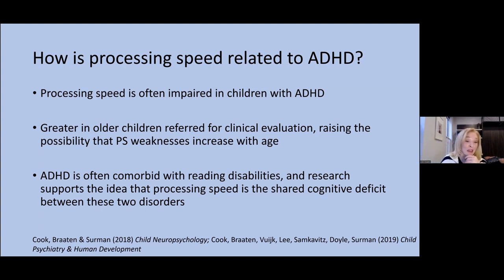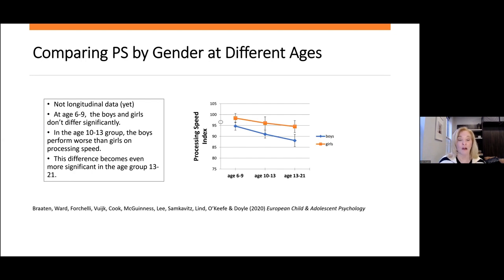We also know, though, that ADHD is often comorbid with reading disabilities, and research has supported the idea that processing speed is the shared cognitive deficit between reading disabilities and ADHD. So people with ADHD and reading disabilities together may be at even more risk for school failure and job insecurity.